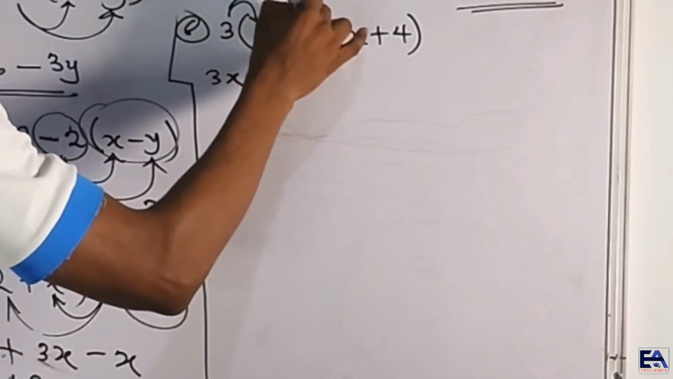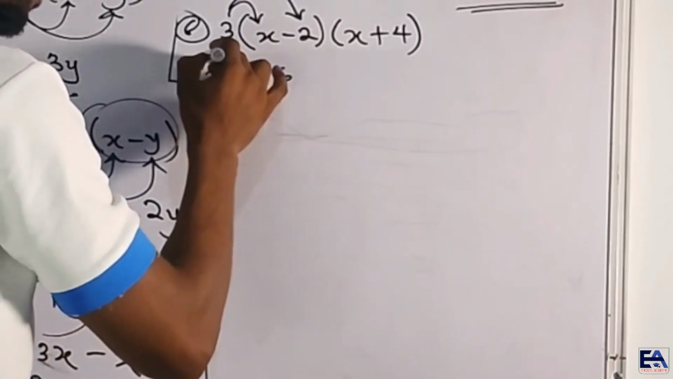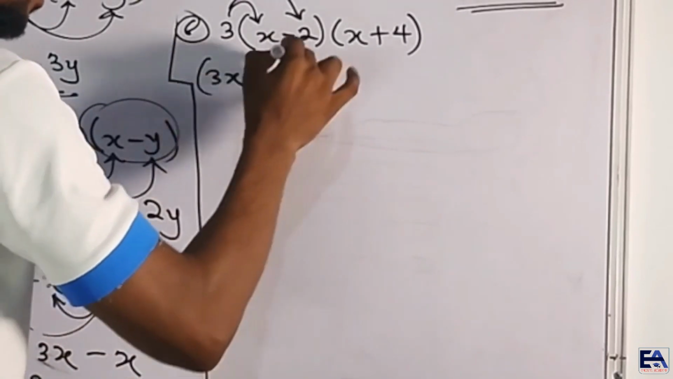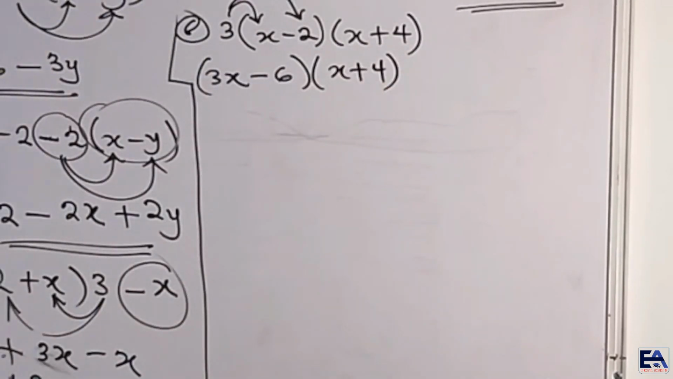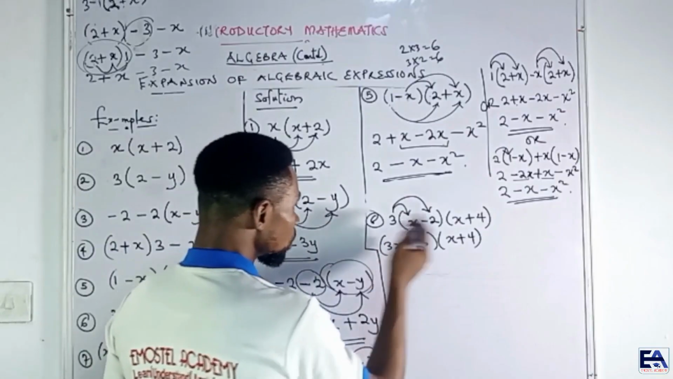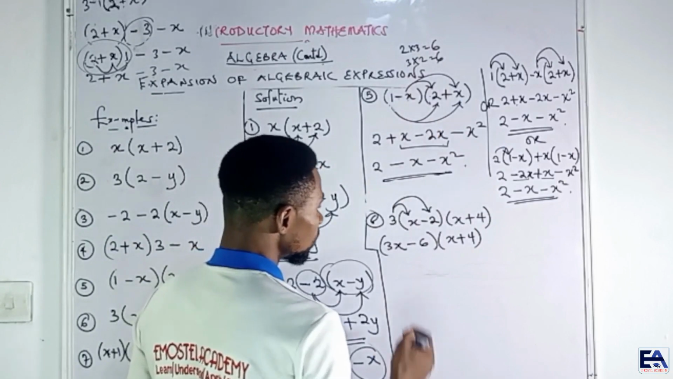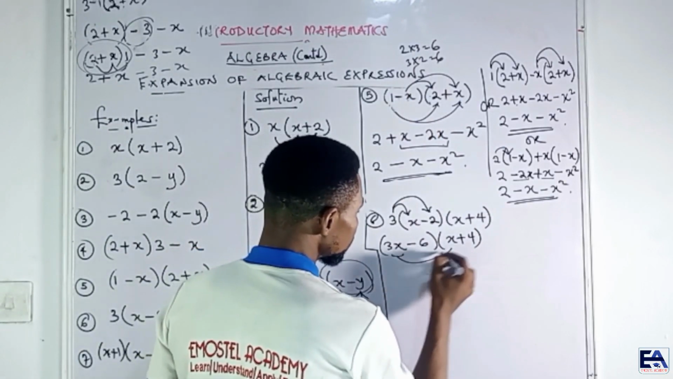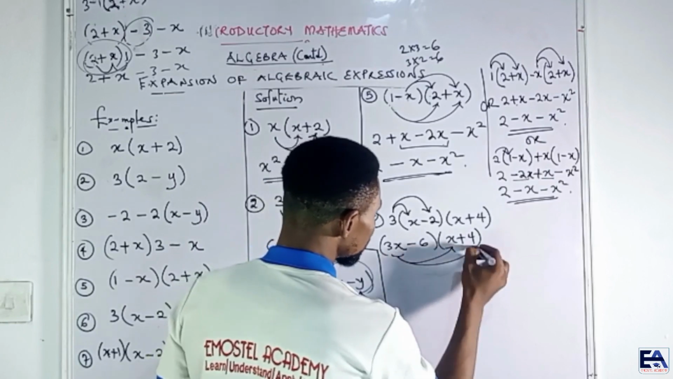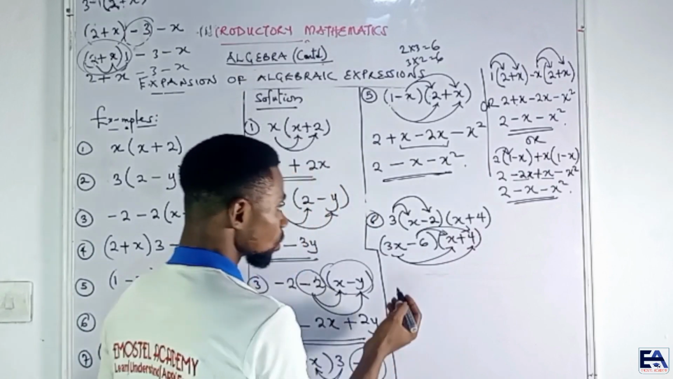The same 3 multiplies minus 2, so we have minus 6. Okay? So we have 3x minus 6 multiplying x plus 4. If we do it that way, then we will now do the distribution, or we just use this method to go straight to the points. So we can just say 3x multiplies x, the same 3x multiplies 4, minus 6 multiplies x, the same minus 6 multiplies 4. So let's go.